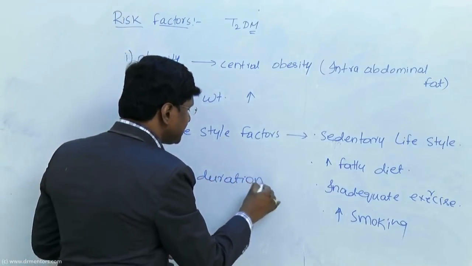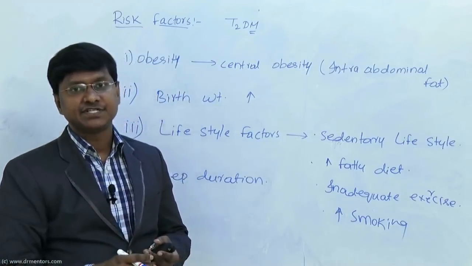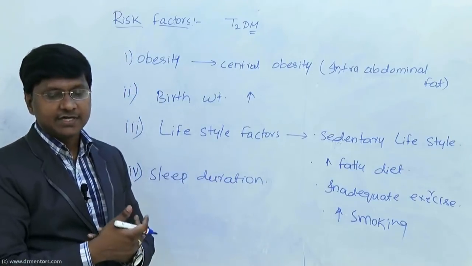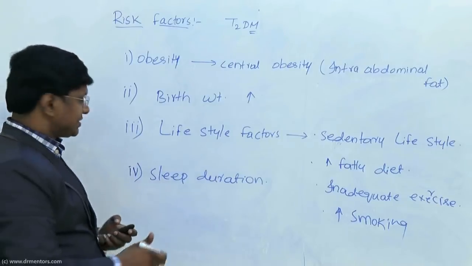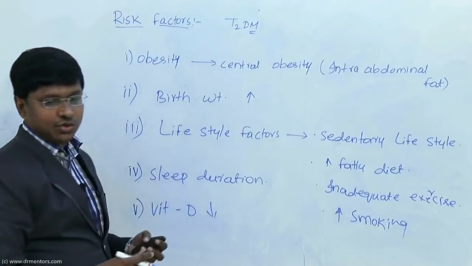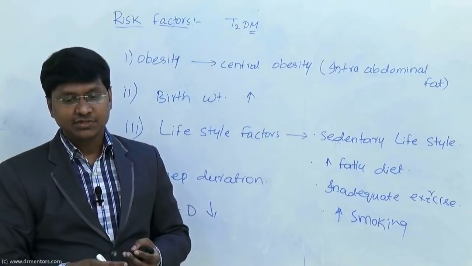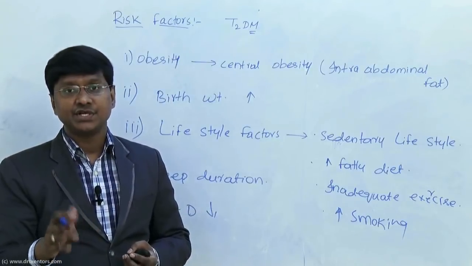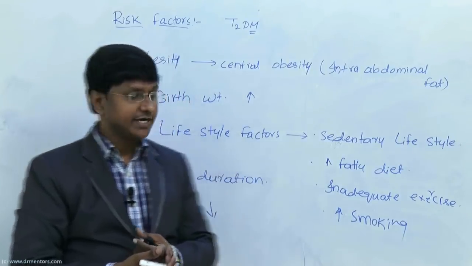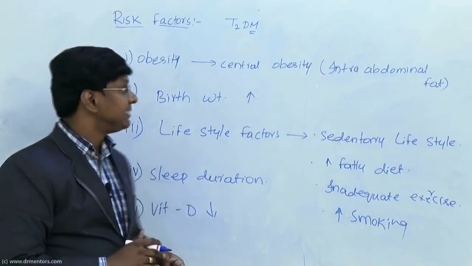Remember, if the individual is having inadequate sleep, or disturbed sleep, that is also a risk factor for the development of type 2 diabetes mellitus. Next, the other important risk factor is vitamin D deficiency. Several prospective observational studies have shown that vitamin D deficiency was associated with the development of type 2 diabetes mellitus. Alright, so these are the risk factors for the development of type 2 diabetes mellitus.